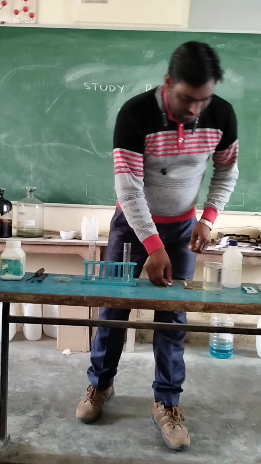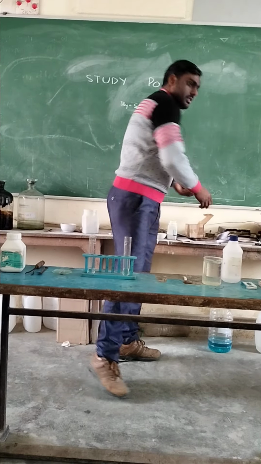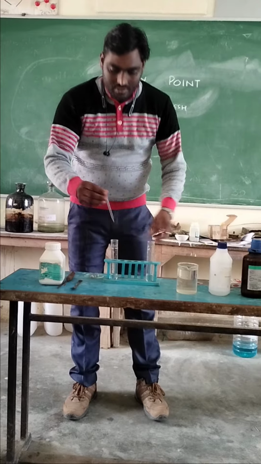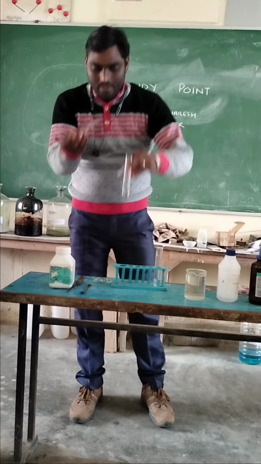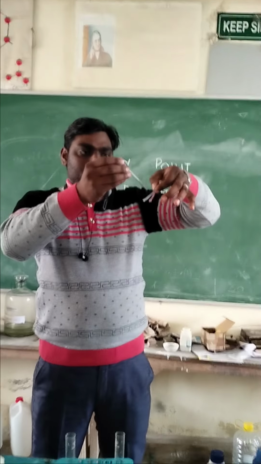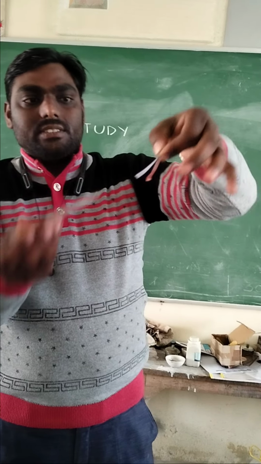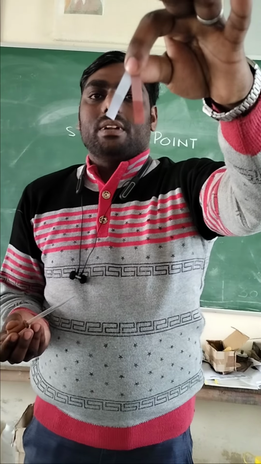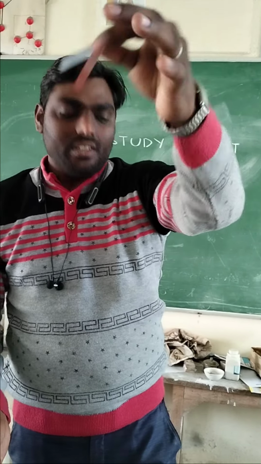I am going to take both the solutions and perform the experiment. First we are going to take alcohol with the help of this dropper and perform the litmus test. We are going to put 1 or 2 drops of alcohol on both blue as well as red litmus paper. As you see, there is no effect of alcohol on blue as well as red litmus paper. It means alcohol is neutral in nature.